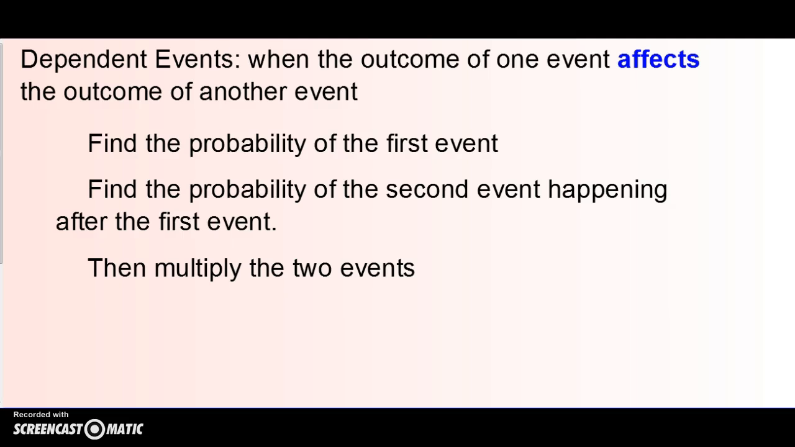All right, dependent events are when the outcome of one does affect the outcome of the other event. Very similar, you'll still find the two separate probabilities, but the second probability will change. More than likely, you'll reduce the denominator by 1 because, for example, you won't return the marble to the set. So then you have 1 less marble the second time around, and then you'll multiply.